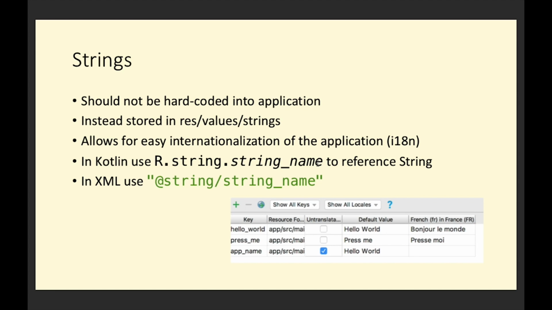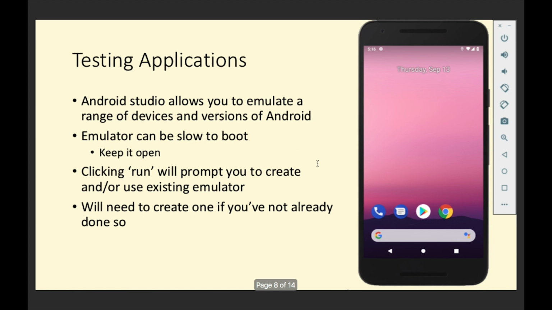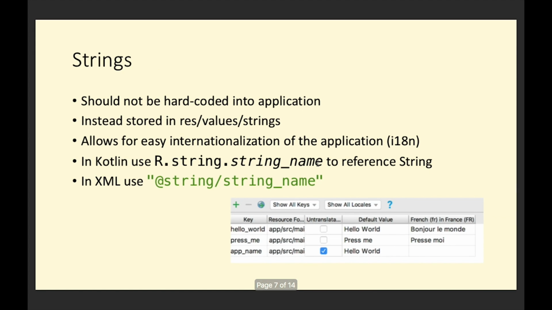So instead of using a string literal, we do R.string, and then dot, and then whatever name we give that string reference. We'll see this in a minute when we run through a bit of a demo. If we're in the XML, we do @string/ and then whatever we've named our string. So sometimes we'll specify the string in the XML, sometimes we'll specify it in code, and there's a couple of different ways of doing it. Let's actually do that, and then we'll come back to the slides.